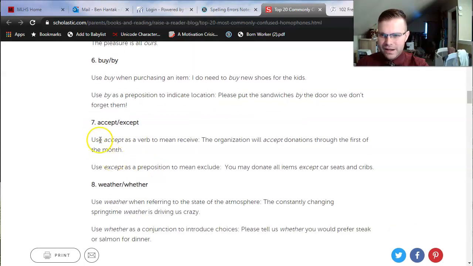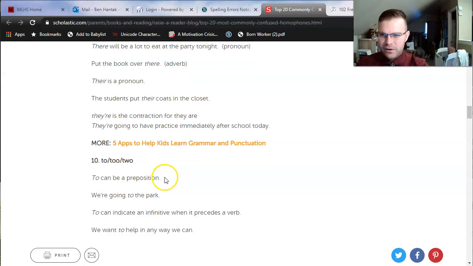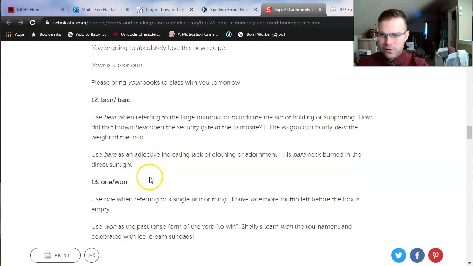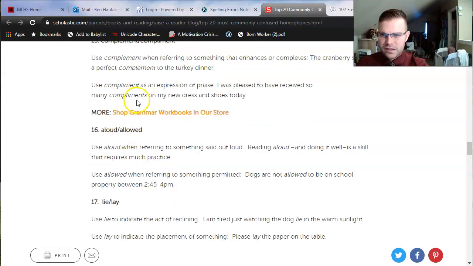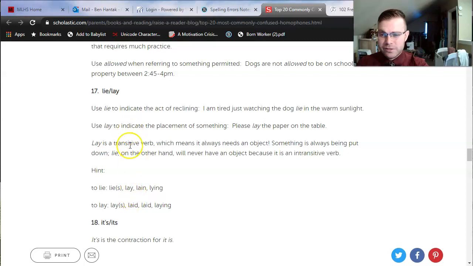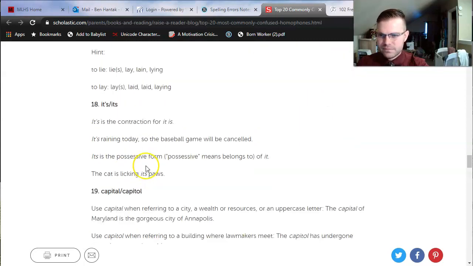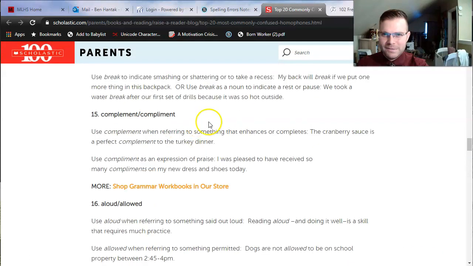By and buy, accept and except, whether and weather, there and their we know, two and too, your and you're, one and won, break and brake. Complement and compliment, again, that's a little more advanced one. Lie and lay is a really tricky one that you'll probably actually see on the ACT. We'll cover that at some point. Principle and principal, P-L-E, means like a truth or a law. P-A-L, because he's your pal, is like a school principal, like Mr. Kirsch. Keep that in mind.